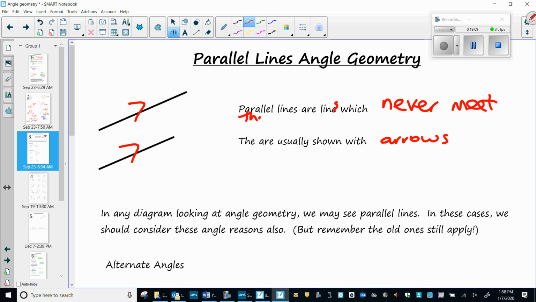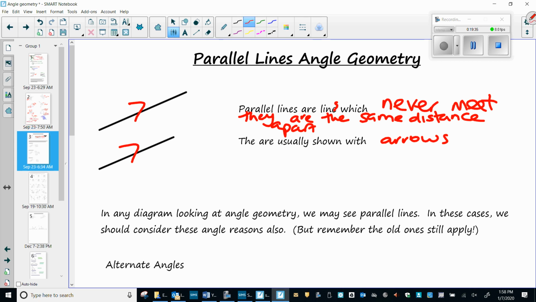Oh my god. The official definition is that they are the same distance apart. Okay, so parallel lines never meet, but the official definition is that they are the same distance apart. Parallel lines are always the same distance apart.